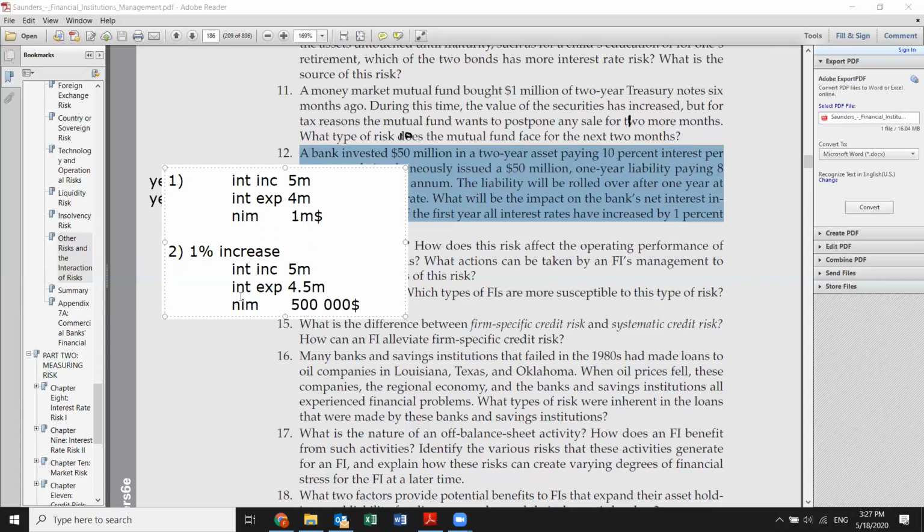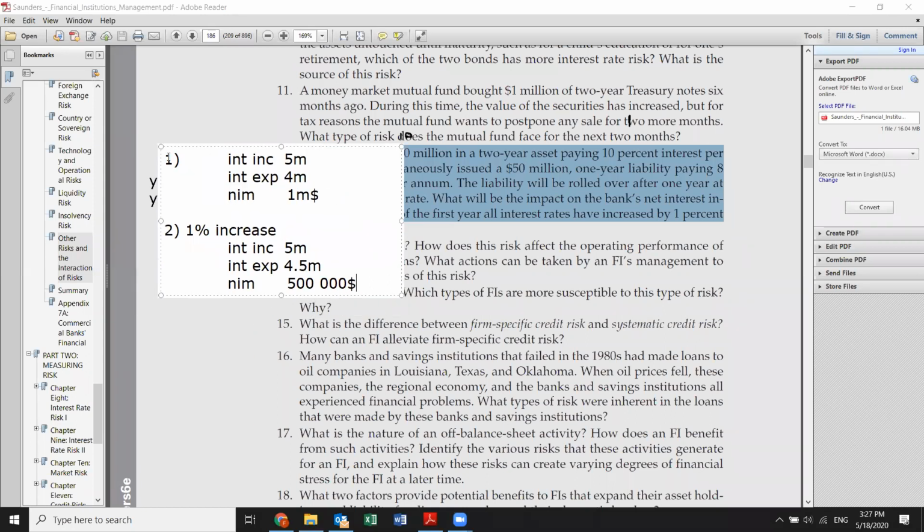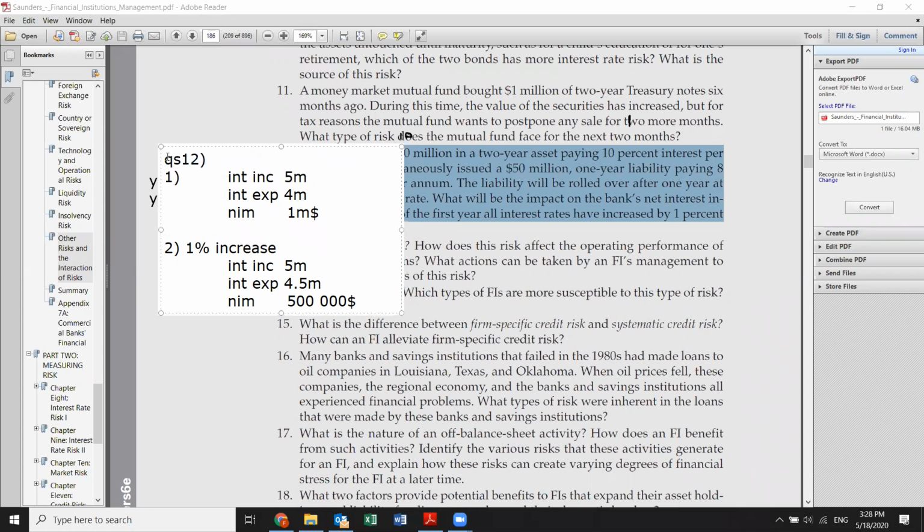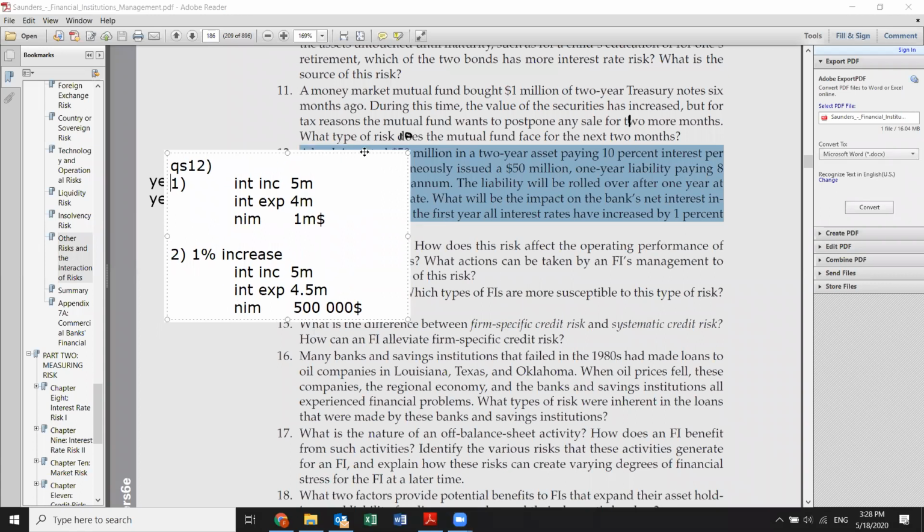So you can see just a 1% change of interest, how much it affects the profitability of the bank. Just 1%, it's 100 basis points. This teeny change affects it totally. So this is question 12. I'm saving it. If you don't have any question, I'm erasing it.